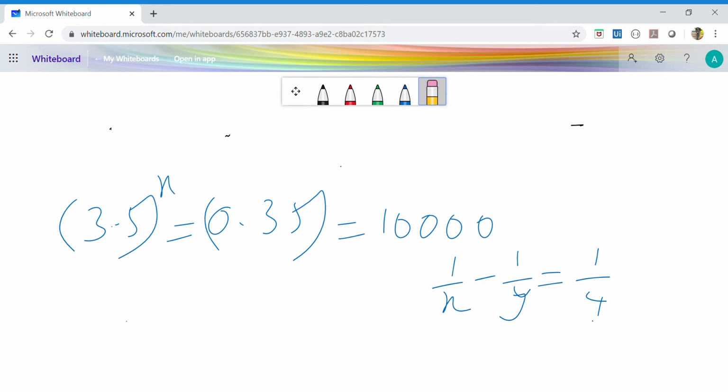Very easy. This can be done by using logarithms also. This is without doing the logarithms, exponential form I did. So by doing logarithms also we can solve. By applying logarithms also we can solve.